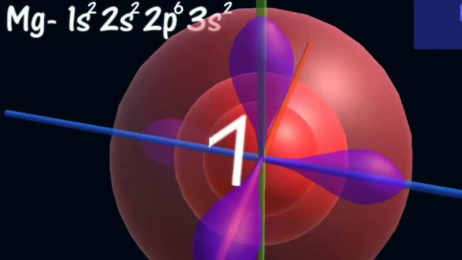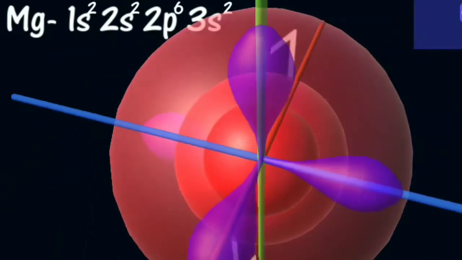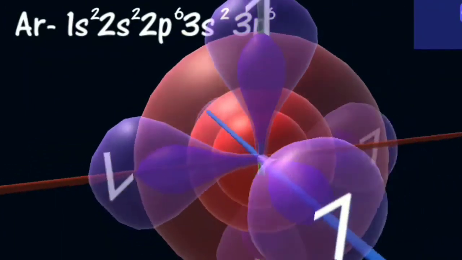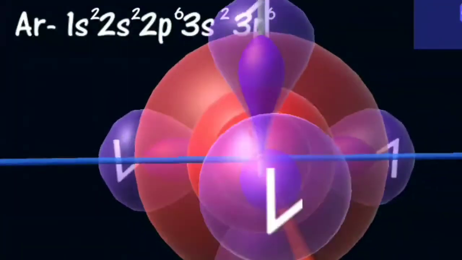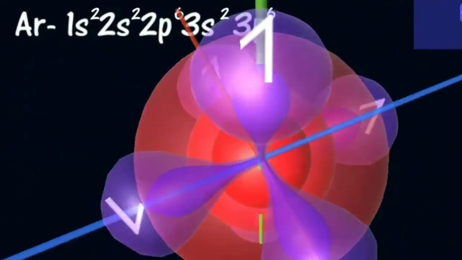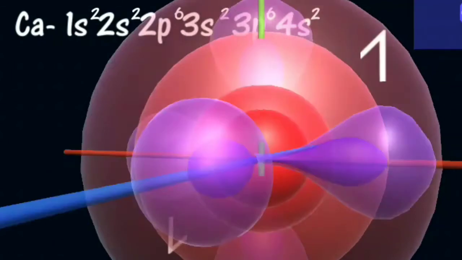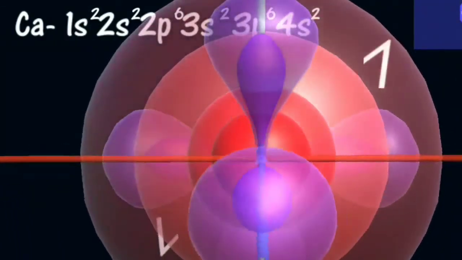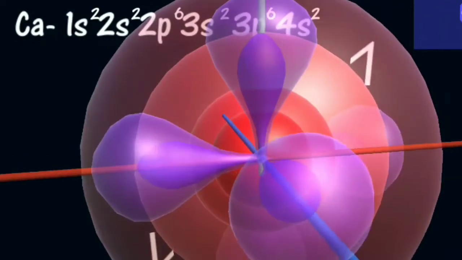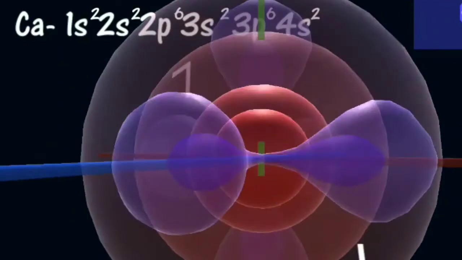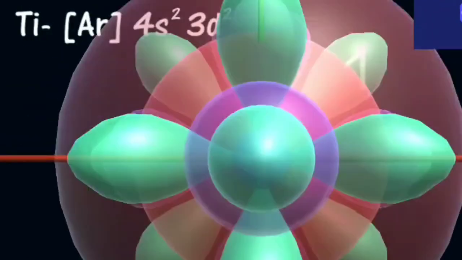This one is magnesium. You can easily see 2 electrons in 3s orbital. In argon there is 3p⁶ configuration. You can see one electron is clockwise, other one is anti-clockwise. Every orbital has 2 electrons. This one is calcium. So you can see 4s², spherical balls inside each other. They are concentric and you can see 2 electrons in 4s orbital.